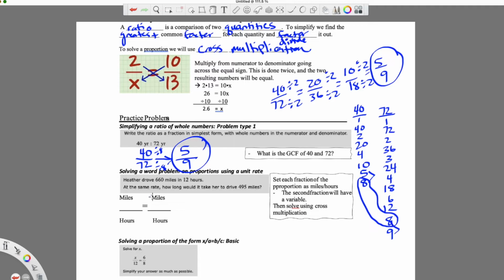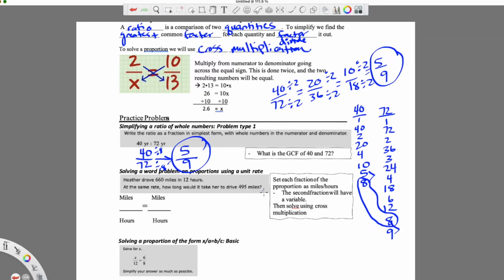All right, so now we're going to go ahead and look at a proportion. So we're going to solve a word problem on proportions using a unit rate. So we have Heather drove 660 miles in 12 hours. At the same rate, how long would it take her to drive 495 miles?